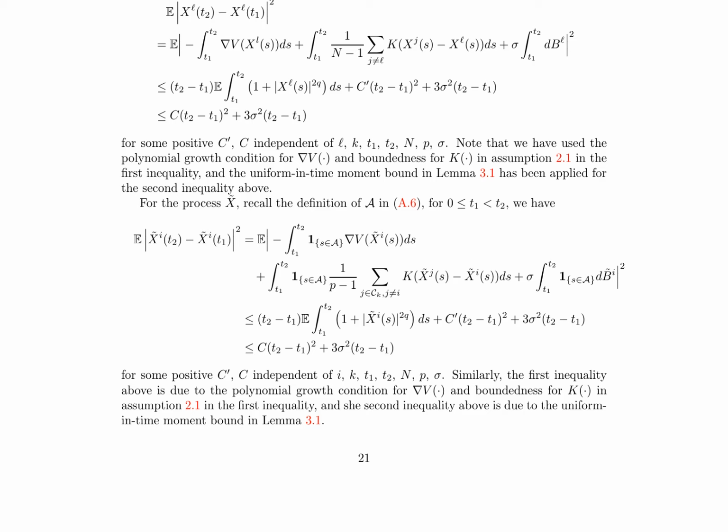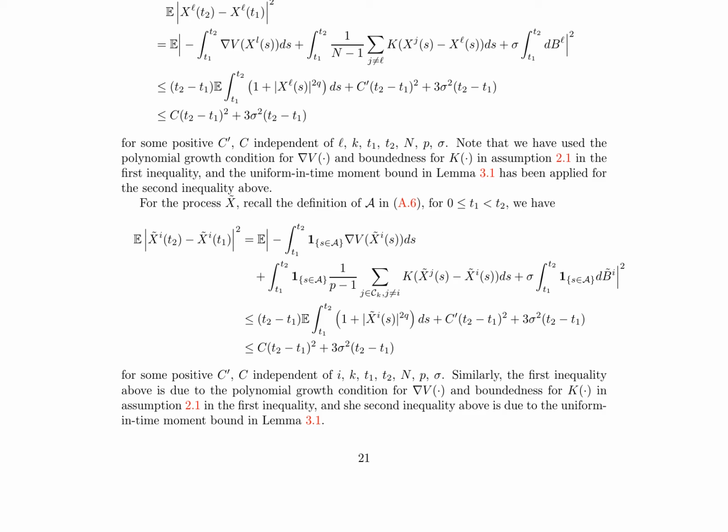Similarly, for x^l, the expectation of the squared difference between x^l(t2) and x^l(t1) is bounded by C((t2 - t1)^2 + 3σ^2(t2 - t1)), where C is a positive constant independent of L, k, t1, t2, N, p, and σ.